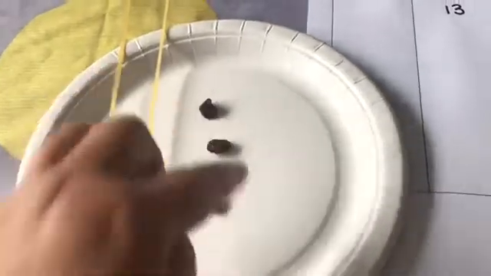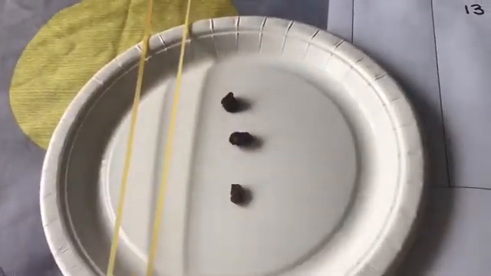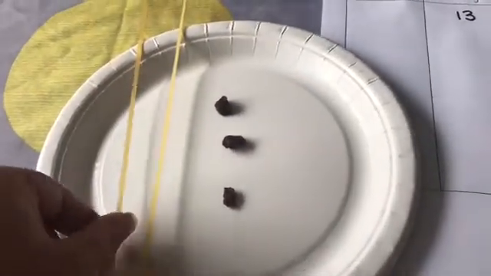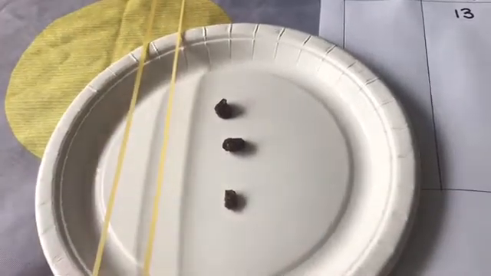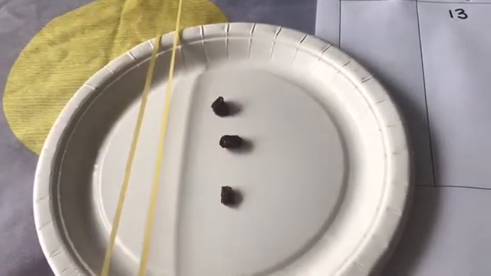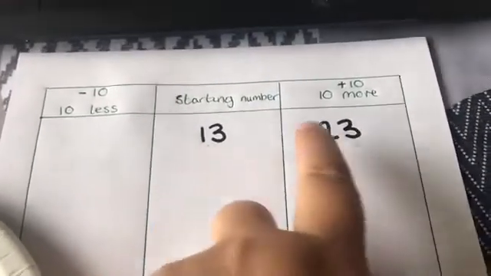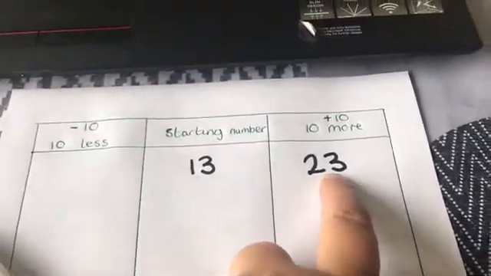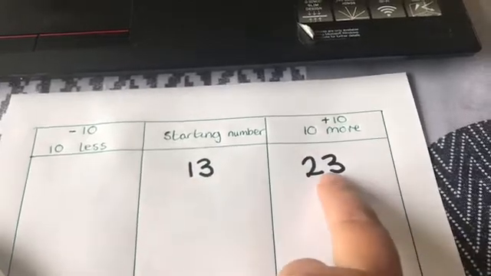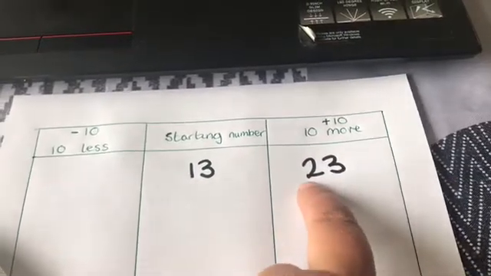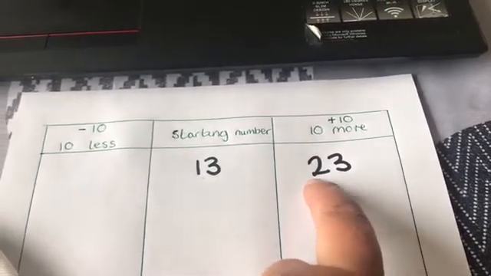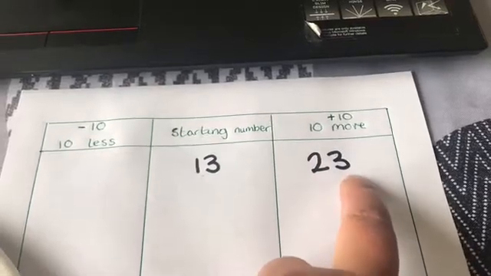13 has got 3 ones and 23 has got 3 ones. But we've added one more lot of 10. So now we've got 2 lots of 10. So in my box, 10 more. The ones have stayed the same. We've still got 3 ones, but we've added one more lot of 10. So now we've got 23.